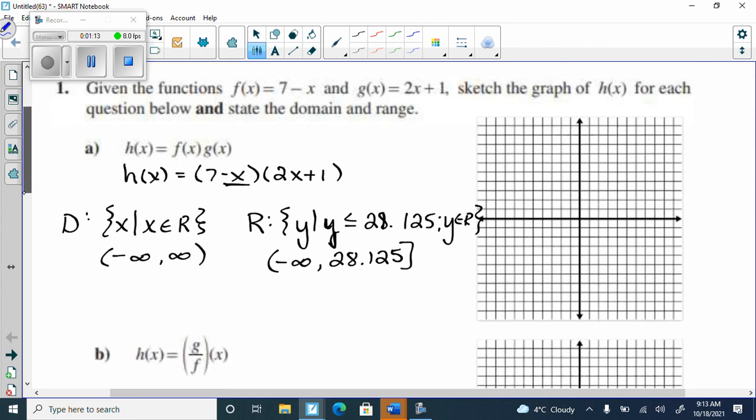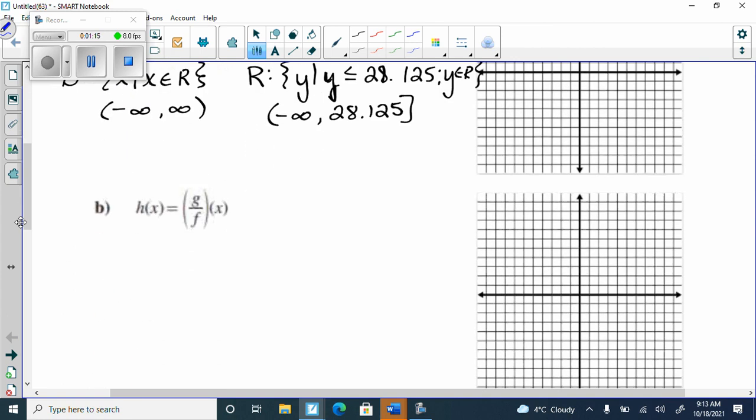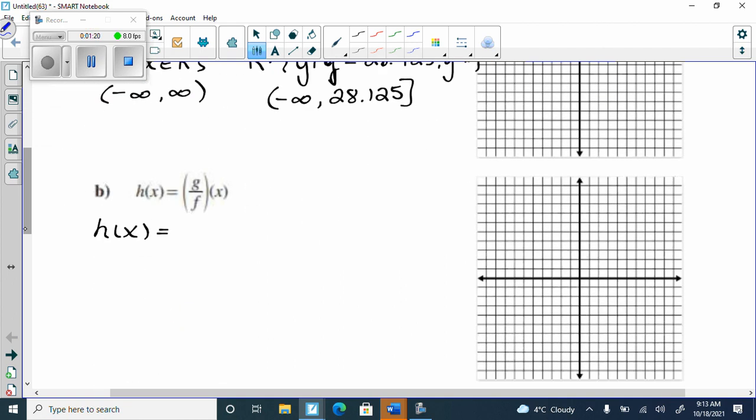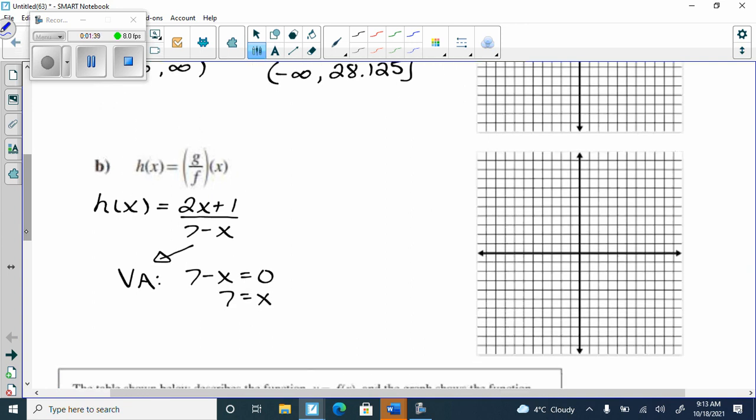So that one I'm just going to leave for you to graph. This one we'll graph together because it's more advanced. It's actually a rational. So h of x equals g of x, which is 2x plus 1 over 7 minus x, right? So it's a rational function, correct? So this gets me a vertical asymptote because nothing cancels. And it's going to be at 7 minus x equals 0. So 7 equals x. So at x equals 7, 1, 2, 3, 4, 5, 6, 7, I'll have a vertical asymptote.